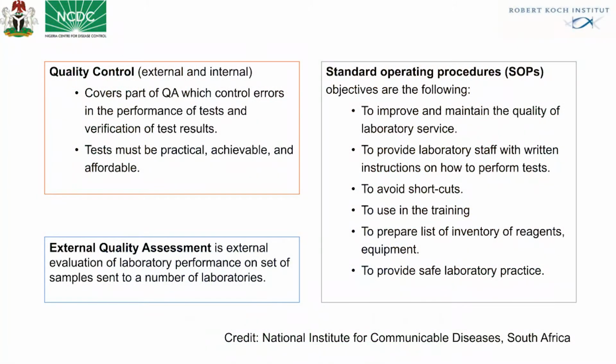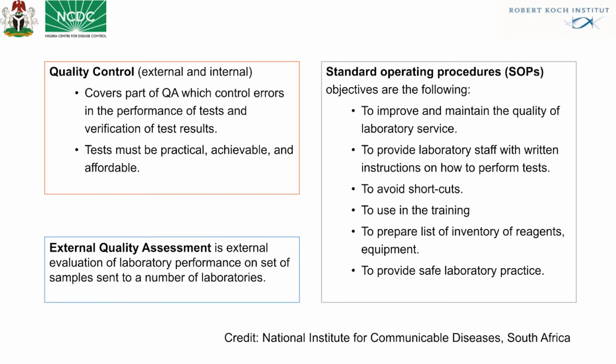Quality control, as earlier said, could either be external or internal. It covers part of quality assurance, which controls errors in the performance of tests and verification of test results. Tests must be practical, it must be achievable and avoidable for us to be able to control our testing properly.